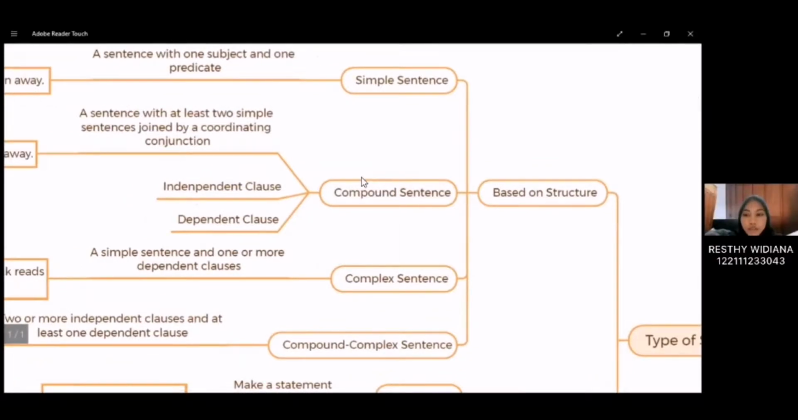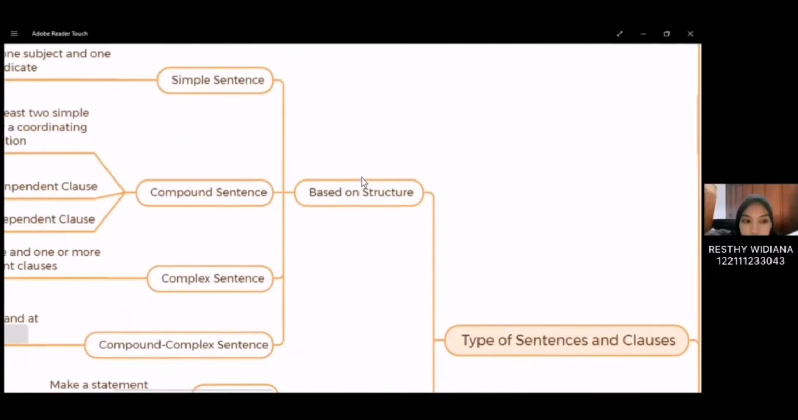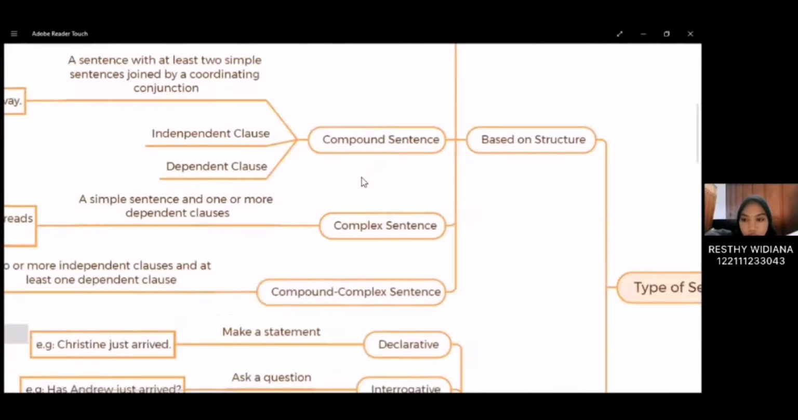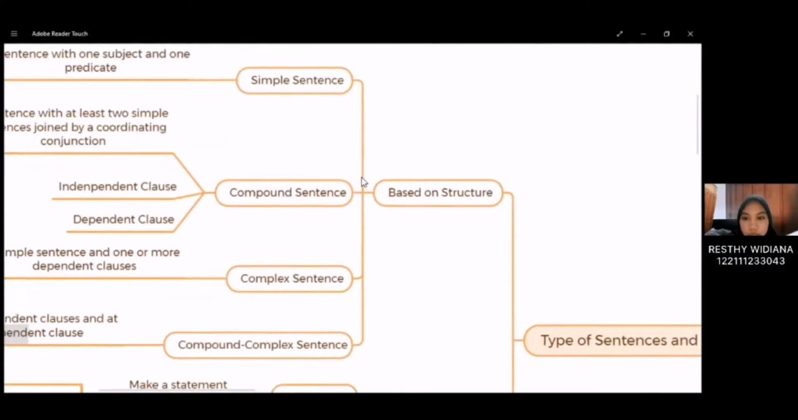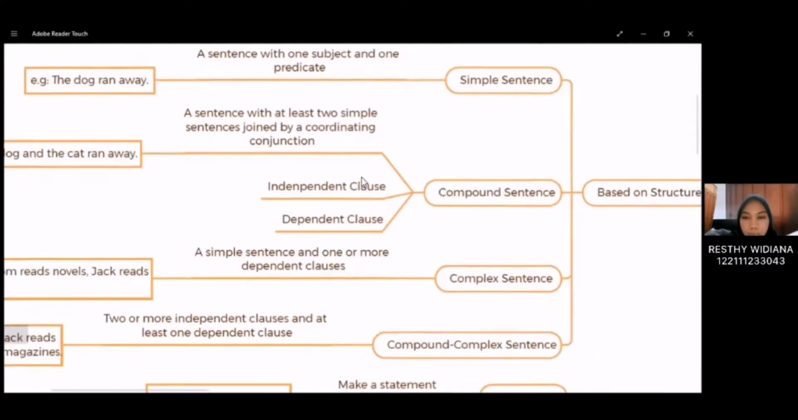Okay, my name is Resti Putri with the last number 043, and I will continue for the next material, types of sentences. There are 4 types of sentences. The first one is simple sentence. A simple sentence is a sentence with one subject and one predicate. Example, the dog ran away.